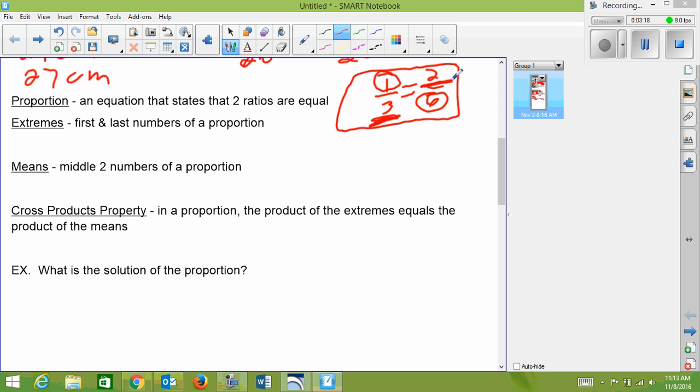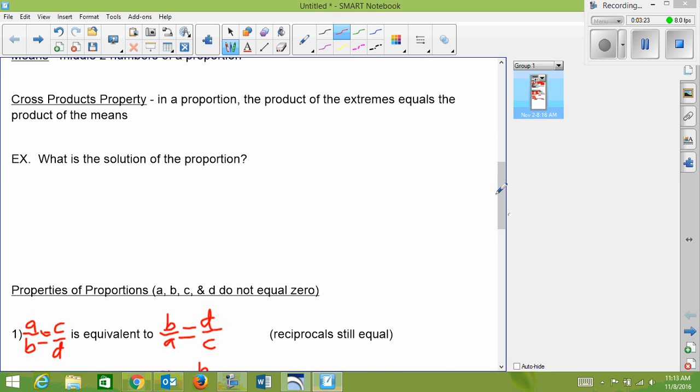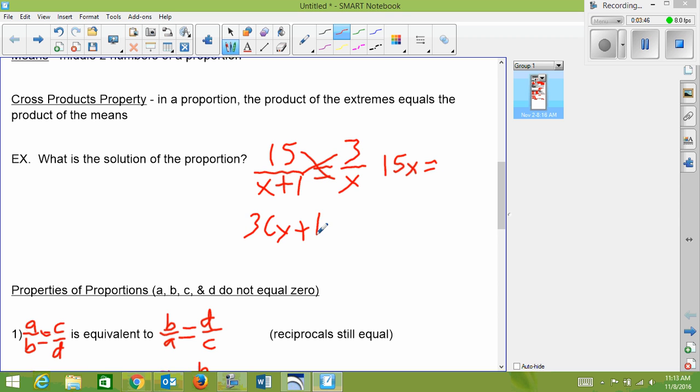So for my example here, what is the solution of the proportion? If I started with 15 over x plus 1 equals 3 over x, I can do the whole crisscross thing. 15 times x is 15x. And 3 times x plus 1, you're going to have to do a little bit of extra work here because you're going to have to use the distributive property. 3 times x is 3x. 3 times 1 is 3. So it equals 3x plus 3.